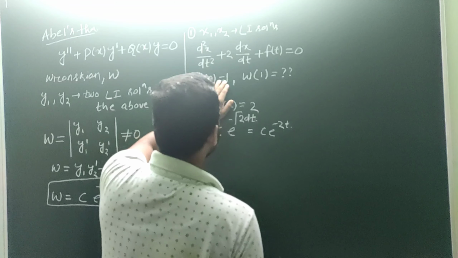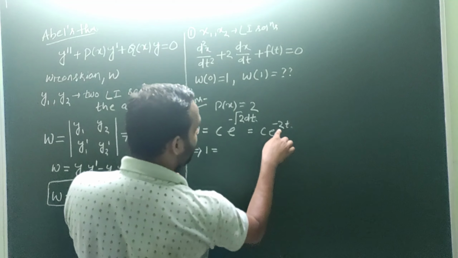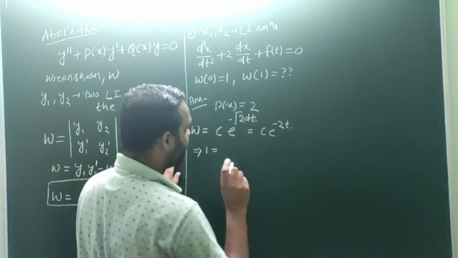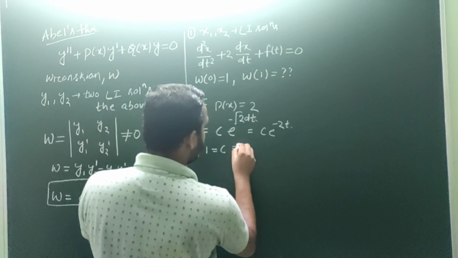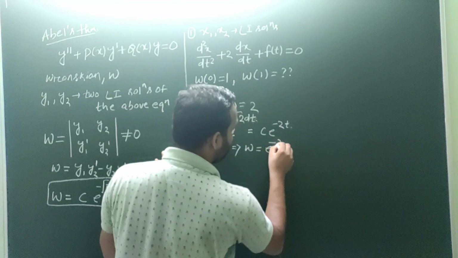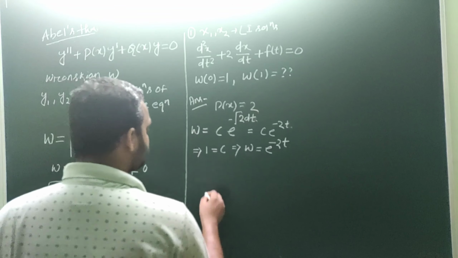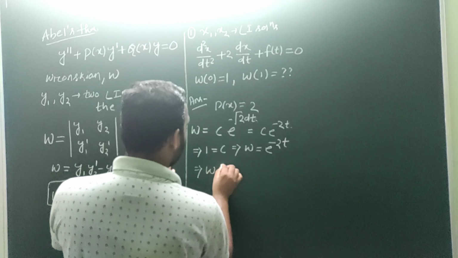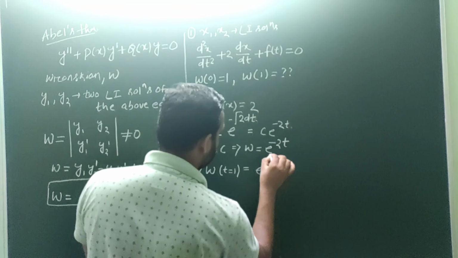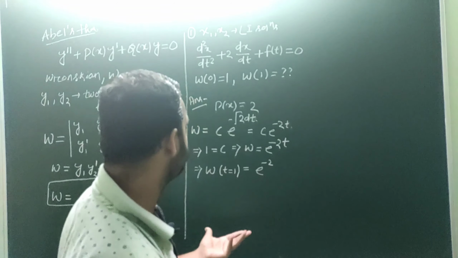So W at t is equal to 0 is equal to 1. So W will be 1, and e to the power 2 into 0 will be 0, and e to the power 0 will be 1. So it will be C. That implies we can write the Wronskian as W is equal to e to the power minus 2t. And he is asking to find the value of W at t is equal to 1. So this will be e to the power minus 2. This is the answer. So you can see how simple this is.